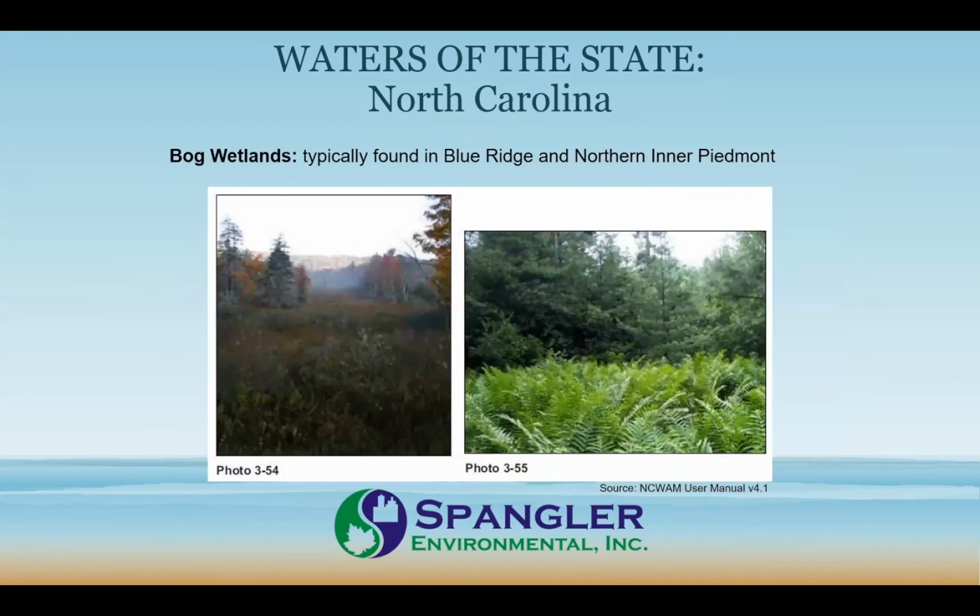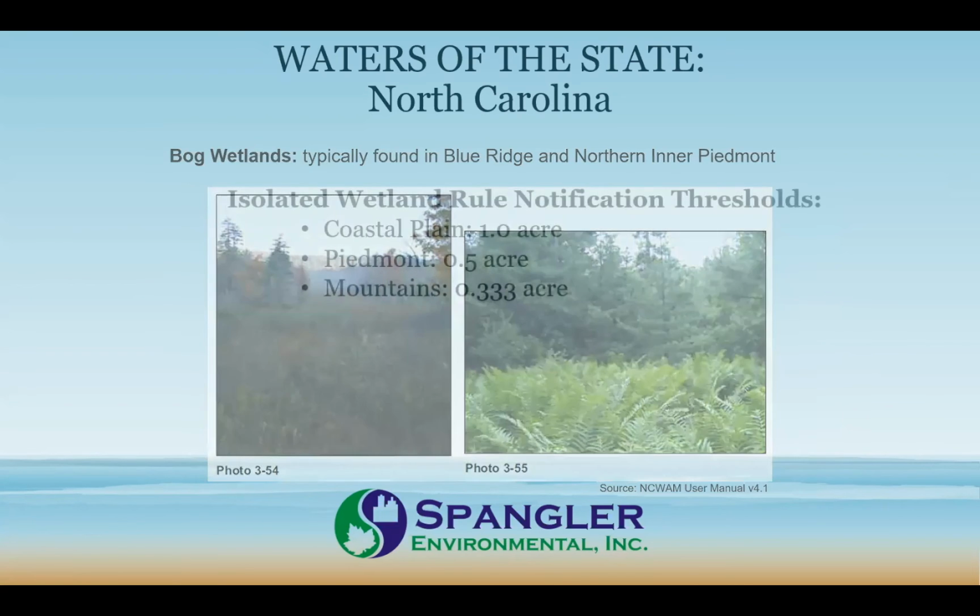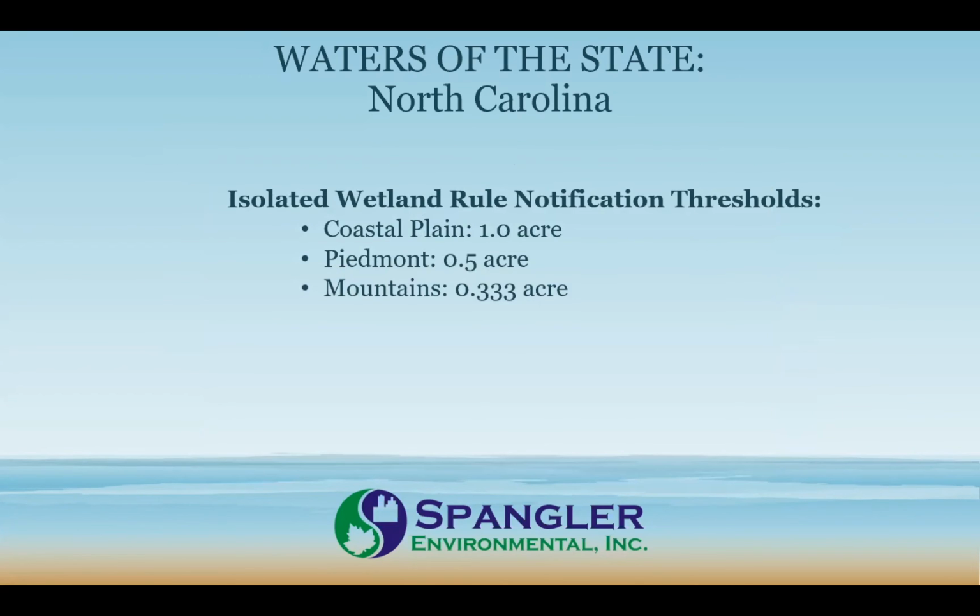Bog wetlands, the other type covered by the isolated wetland rules, are typically found in the Blue Ridge and the northern inner Piedmont, so kind of the northwest Piedmont area. Wilkes County is a good example of that area. But they certainly don't occur in coastal plain areas. So again, those are the two types of wetlands that have been regulated since 1996 by the isolated wetland rules in North Carolina.